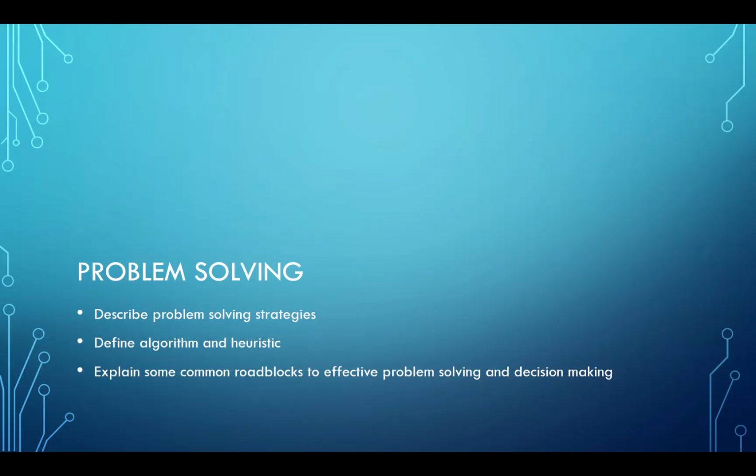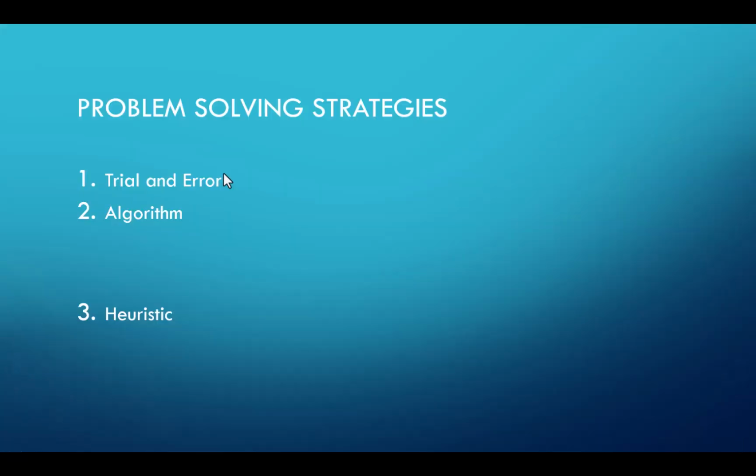So we'll discuss 3 different problem solving strategies. By the end of the video, you should be able to explain what an algorithm and a heuristic is, and we'll explain some common roadblocks to effective problem solving and decision making. So we're going to start off talking about these 3 different problem solving strategies: trial and error, an algorithm, and a heuristic. Now, trial and error is probably the most intuitive.